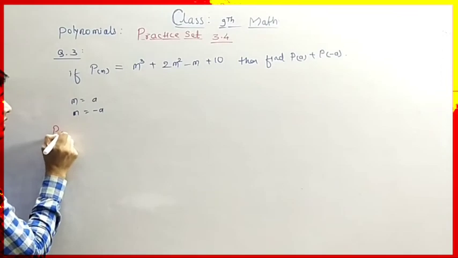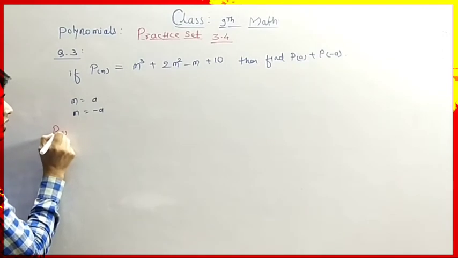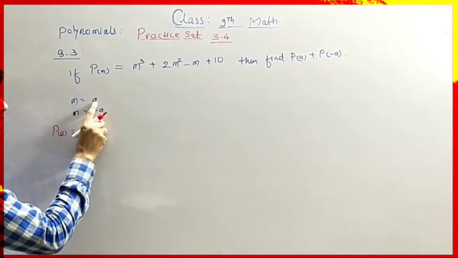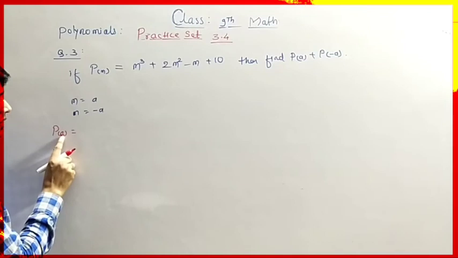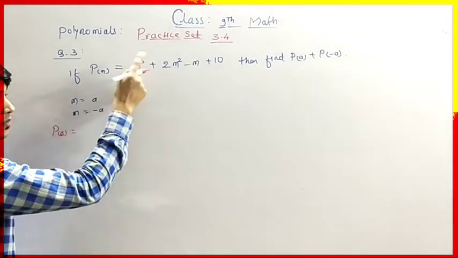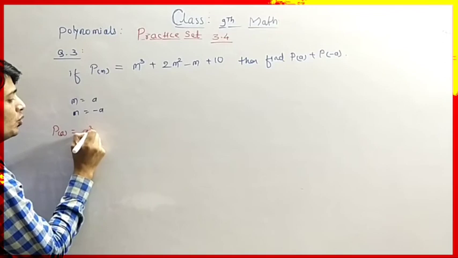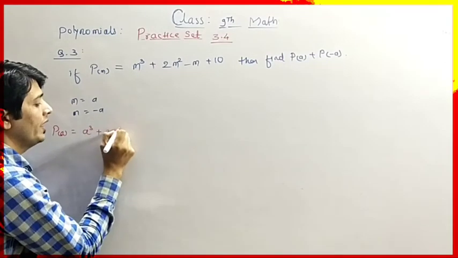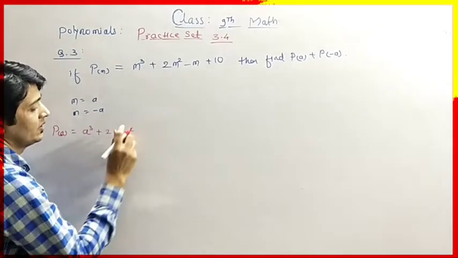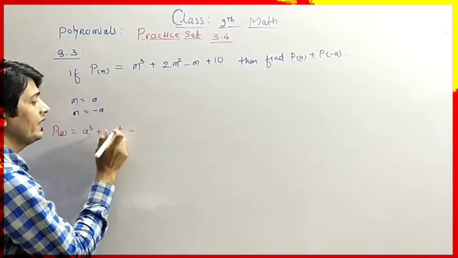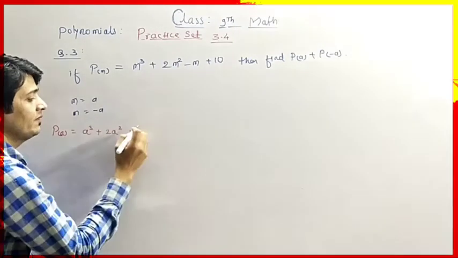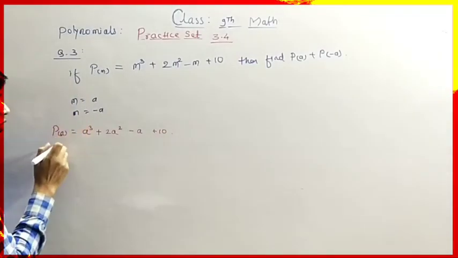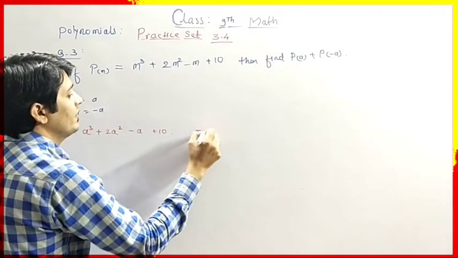So P(a) equals, wherever we find m, we have to replace it by a. We have P(m), so we write P(a) equals, here we have m cube, which will become a cube, plus 2m square, minus, instead of m we write a, then we have minus m, which will be minus a, plus 10. Now this is for m equals a.